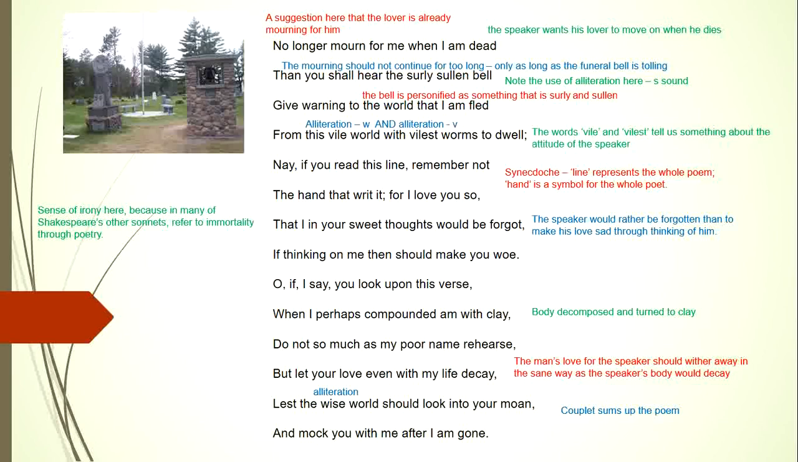So you'll see here that that couplet actually sums up the poem, whereas we will usually see in Shakespearean sonnets there's a kind of a twist at the end, but here we see that this couplet actually provides a nice little bit of a resolution to the poem. In other words, it kind of gives him a solid reason as to why he should forget about the speaker.